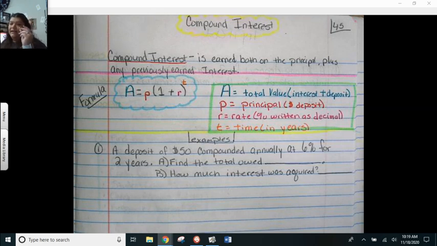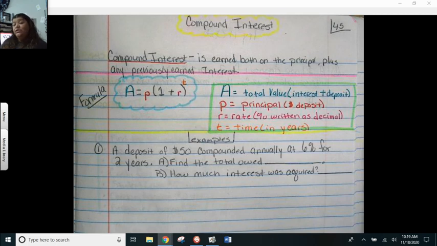Whereas simple interest is like, let me figure it out for 10 years, that's what I'm going to charge you, okay? Compound is compounded annually, okay? So the definition they gave us, it is earned both on the principal plus any previously earned interest. So that's what I was trying to tell you. It's going to be giving you the extra money on your principal plus any extra interest that you've been accumulating over the years, okay?